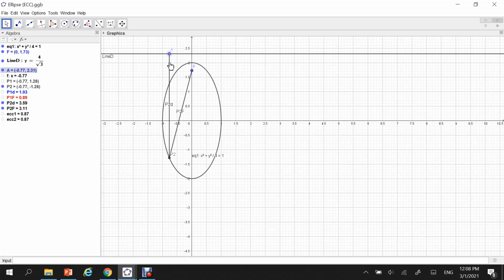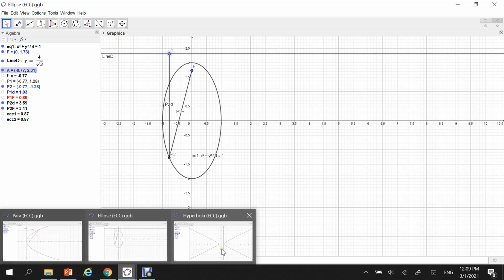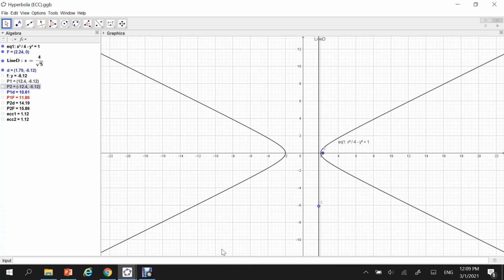Okay, so this is, as I mentioned, for an ellipse. You are able to find a fixed point F and a fixed line D, such that the eccentricity is constant and it is always between 0 and 1 for an ellipse. So last but not least, let's look at the hyperbola. Is it also true? Now, of course it is.